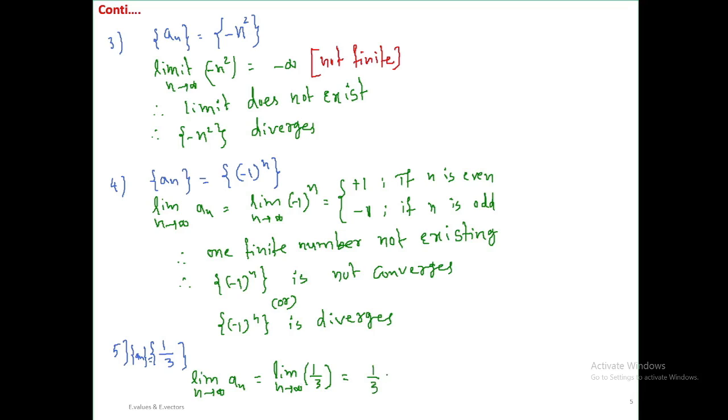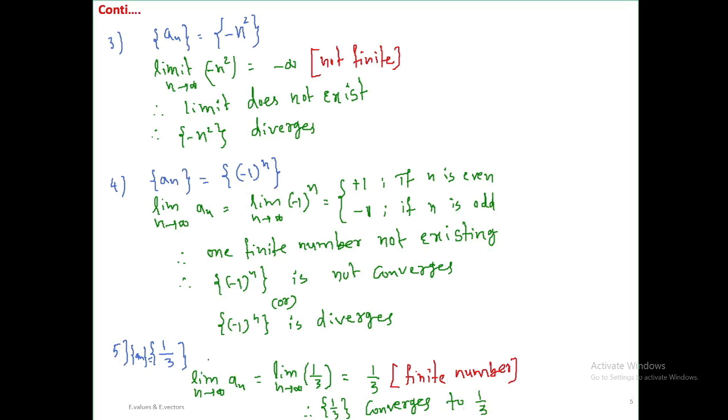But this is a finite number, right? Only one limit exists. Previously two limits were existing, but only one limit should exist, and that should be a finite number. So therefore the conclusion is the sequence 1 by 3 converges to 1 by 3.